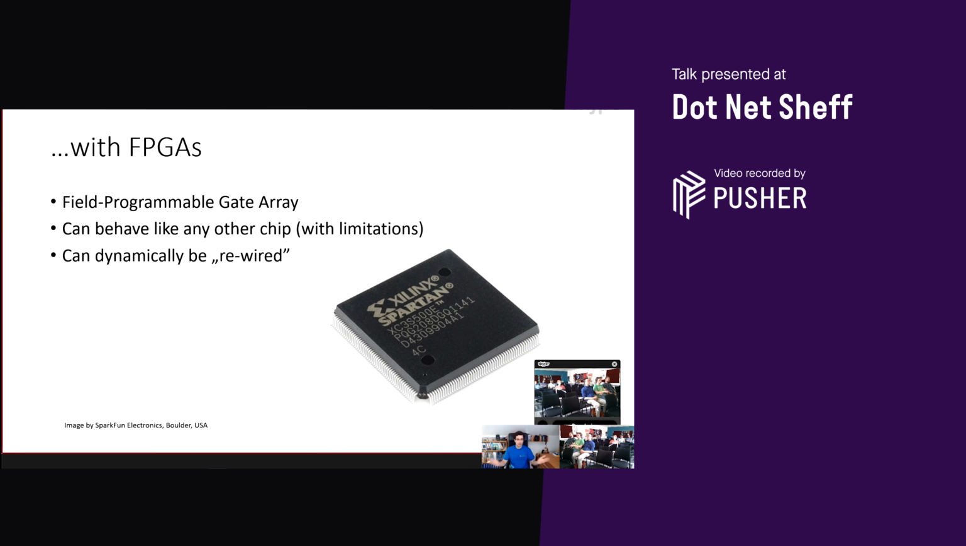Because what are FPGAs? FPGAs, or field programmable gate arrays, are basically computer chips that can behave like any other computer chip, within limitations, of course. So they can be dynamically rewired on the fly to behave like another processor, for example. So if you want a computer vision processor, for example, you can configure an FPGA to behave like that.